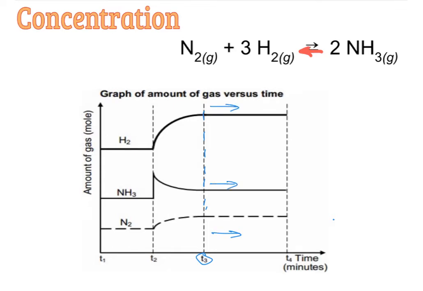Please notice that the initial increase in the concentration of ammonia, the product, leads to increase in the concentration of nitrogen and hydrogen, the reactants. So we say that equilibrium shifted to the left. We can say equilibrium shifted towards reactants.